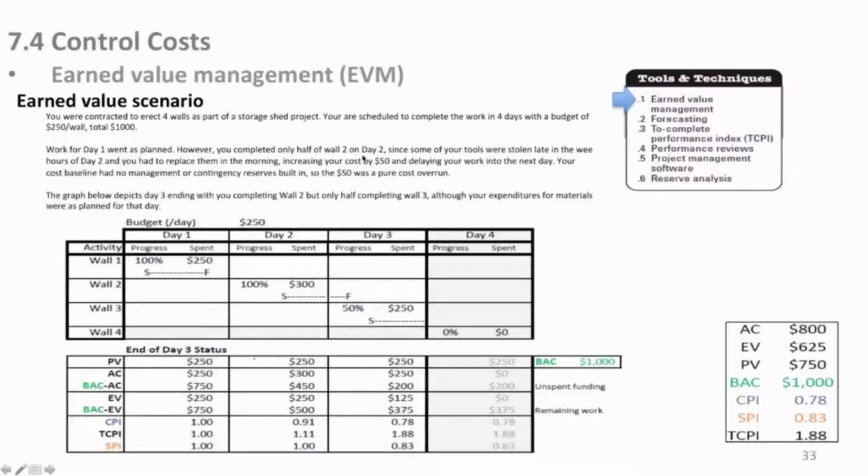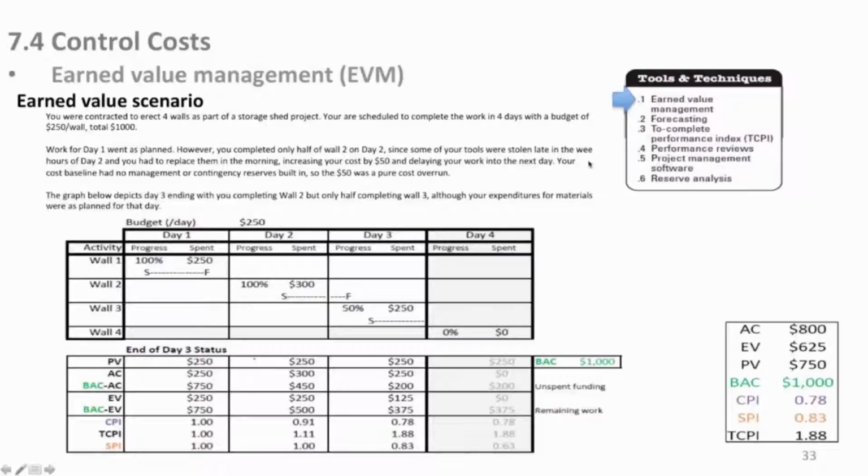Why? Because on day 2, early in the morning, somebody stole some of our tools off the job site, and we had to replace them, take time off, and go get replacements. So now we're behind schedule. And in fact, because we had to replace some tools quickly, we had to spend $50 more than our planned budget to do that, in addition to delaying the work to finish wall 2 into day 3.